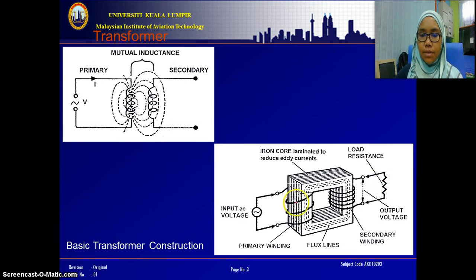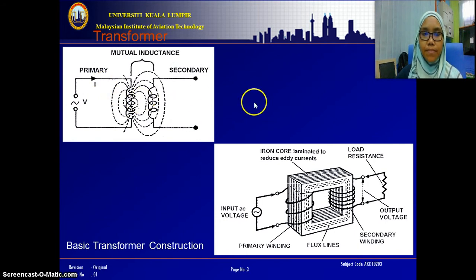These two windings are not directly connected. They are just connected through this core. So we have a mutual induction between these two windings, just to transfer the energy from the primary circuit into the secondary circuit.